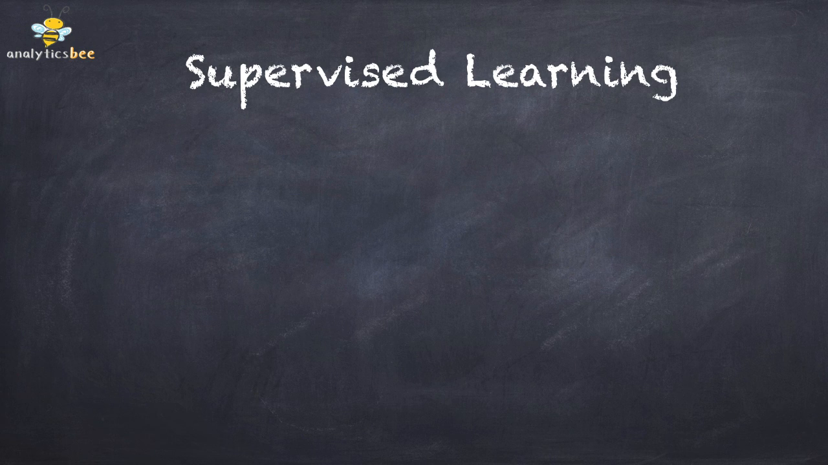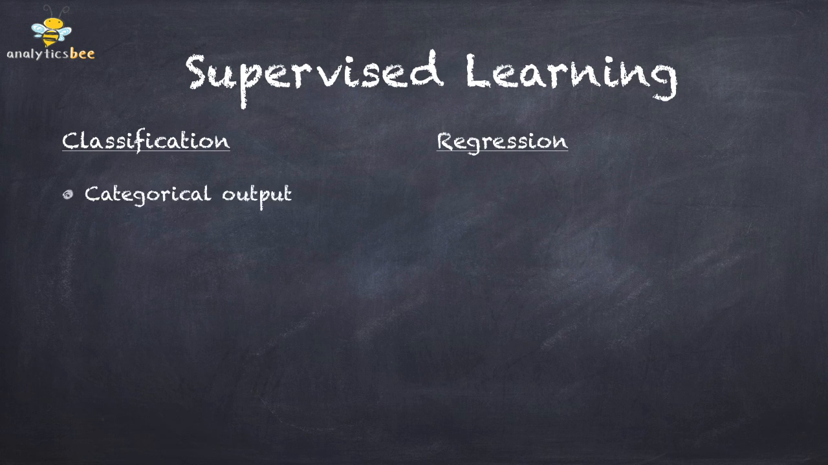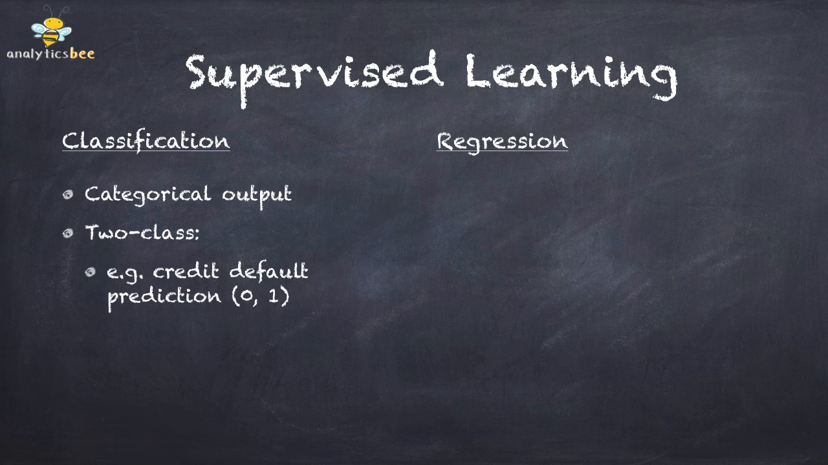There are two types of supervised learning problems: classification and regression. Classification is concerned with problems where the output variable is categorical. When there are two possible categories for the output variable, the problem is considered a two-class or binary classification problem. One example is the prediction of credit default events that can be encoded as a 0-1 variable.